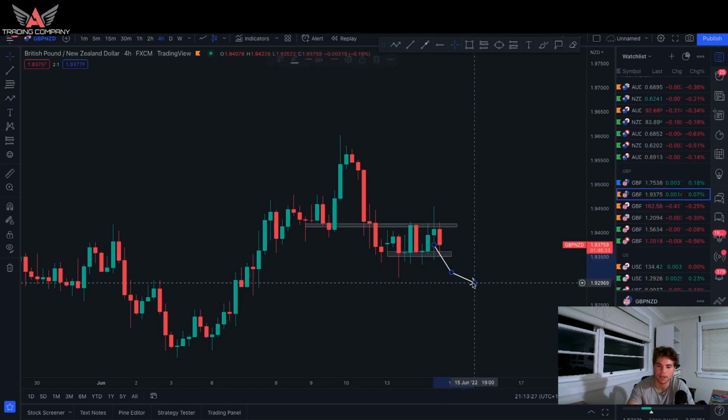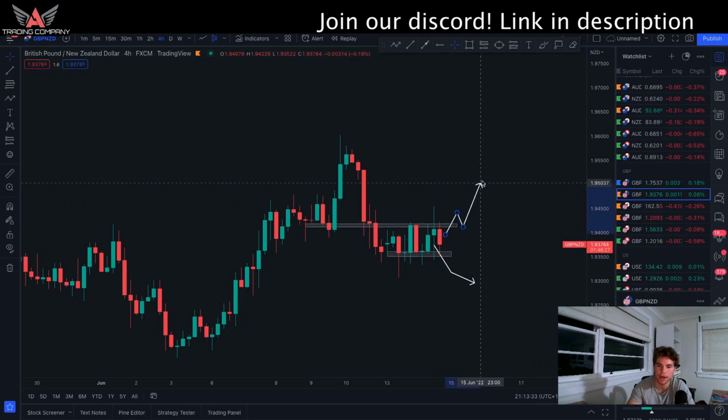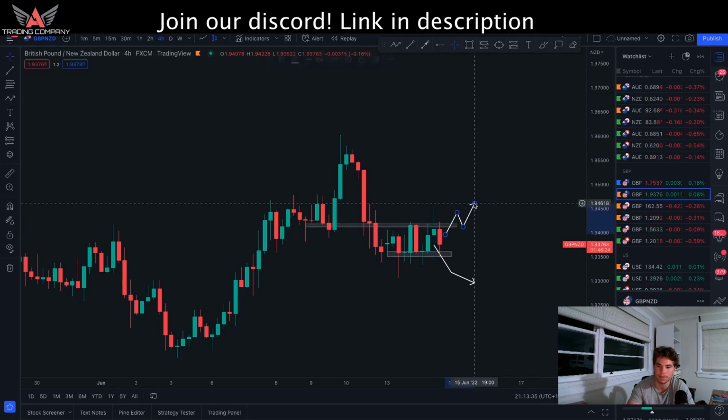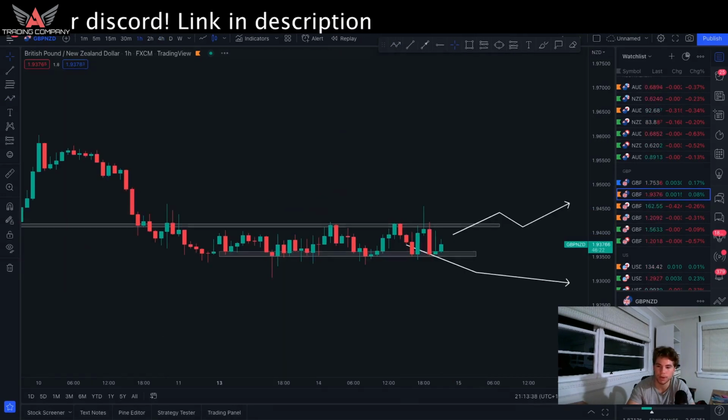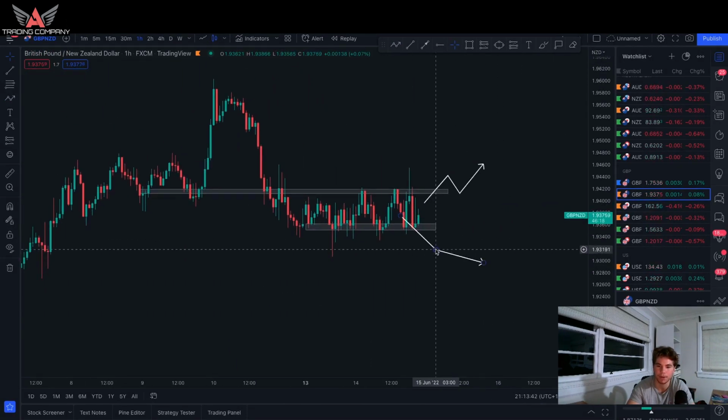We can look for price to continue down from there, or if price breaks to the upside, we can start looking at price to continue bullish, maybe back up to some of these levels. Okay, so if we flip to the 1 hour, we can see a very clear consolidation happening right here.